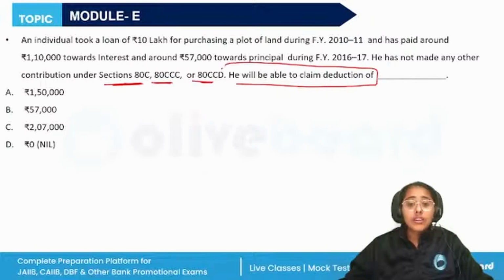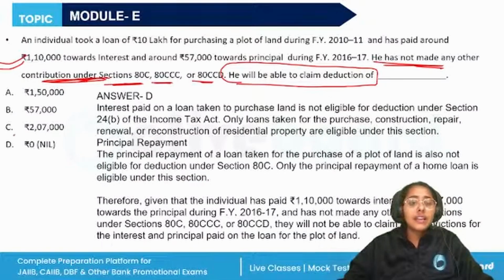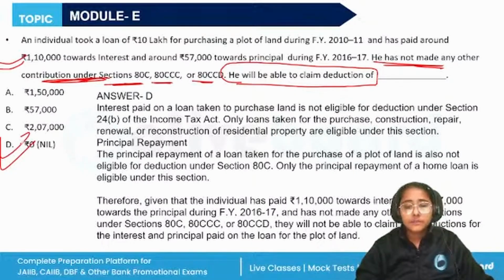Now, the question, although it is very long and it might scare us seeing that a case study has been asked, all you need to see is that he has not made any contribution. And when he has made no contribution, then no deductions will be allowed. No deductions will be allowed. All right. So interest paid on a loan taken to purchase a plot is not eligible.